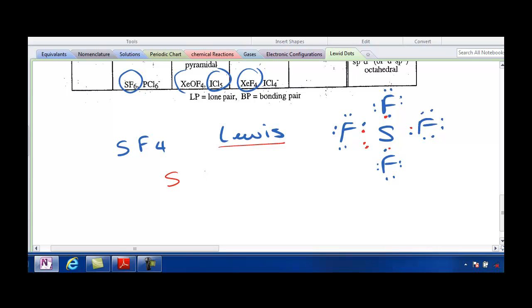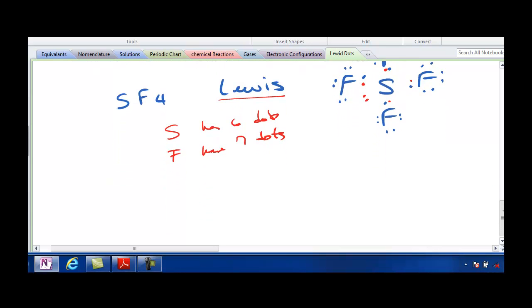And sulfur has 6 dots, and fluorine, they all have 7 dots. So you share them. Does this structure obey the octet rule? Nope, it does not obey the octet rule. So I'm thinking I have 5 groups of electrons around the central atom. Let's clean it up. I have my sulfur in the middle, fluorine, fluorine, fluorine, fluorine, bond there, bond there, bond there, bond there, and a lone pair.